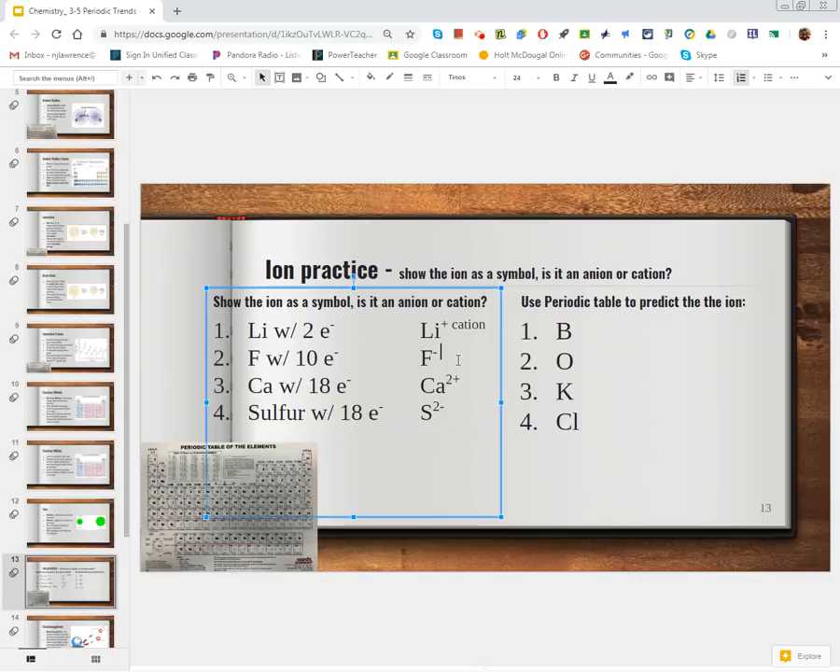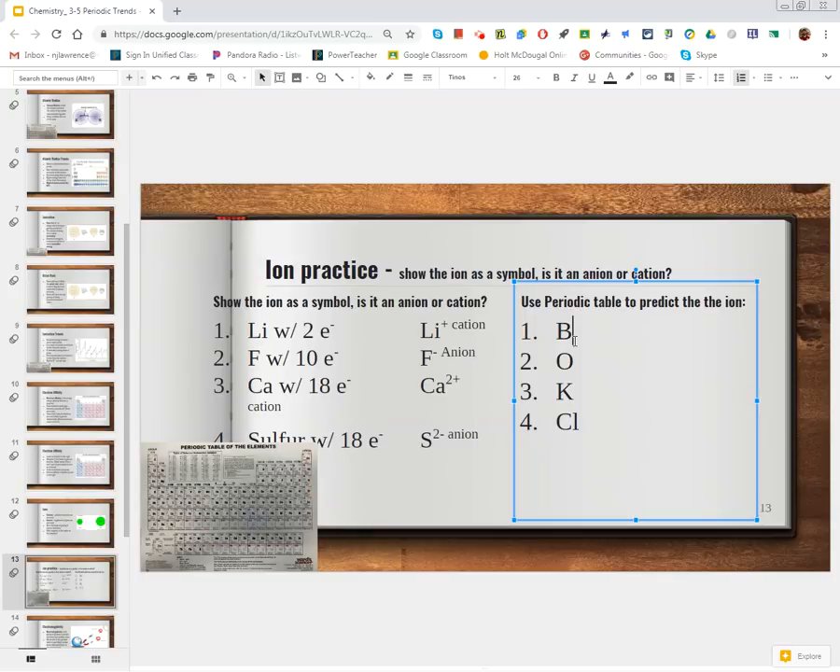Again, fluorine would be called an anion, and then calcium would be called a cation, and then here, sulfur would be called an anion. Why? Cations have positive charges, anions have negative charges.